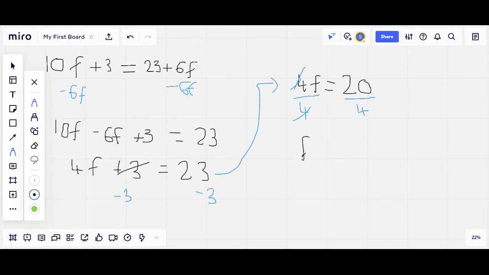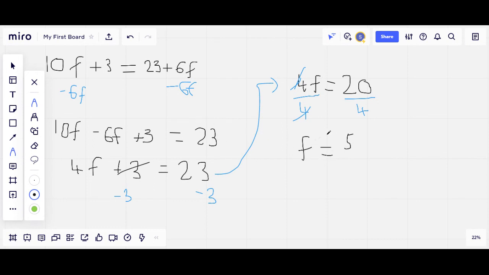So here we've got f by itself. Then on this side, we've got 20 divided by 4. So 20 divided by 4 is equal to 5. So the solution to our equation here is f equals 5.